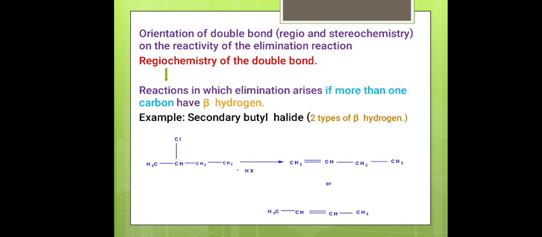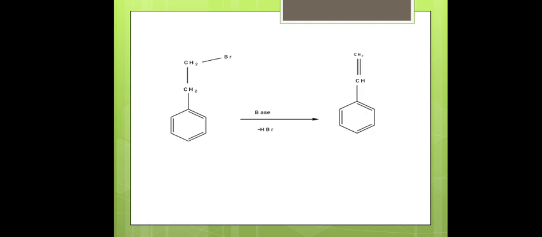See, in this example we have secondary butyl halide wherein the chloro group attached to the carbon atom is the alpha position, and on the right side you have 2 beta hydrogens, and on the left side you have 3 beta hydrogens. So on loss of HCl, the product formed is either 1-butene or 2-butene. You find that there are 2 types of beta hydrogen present in this reactant.